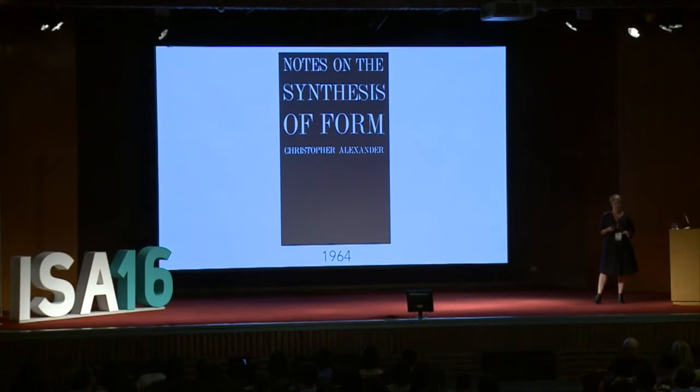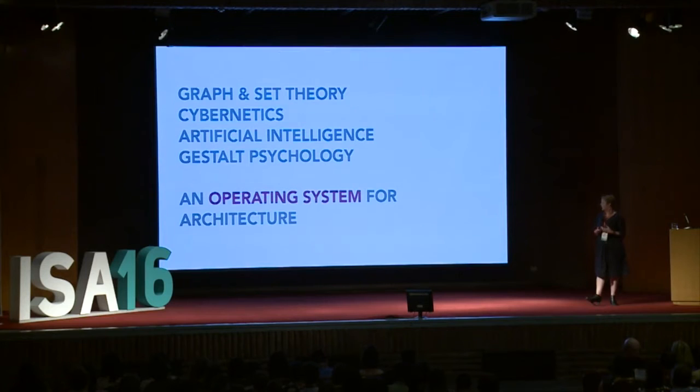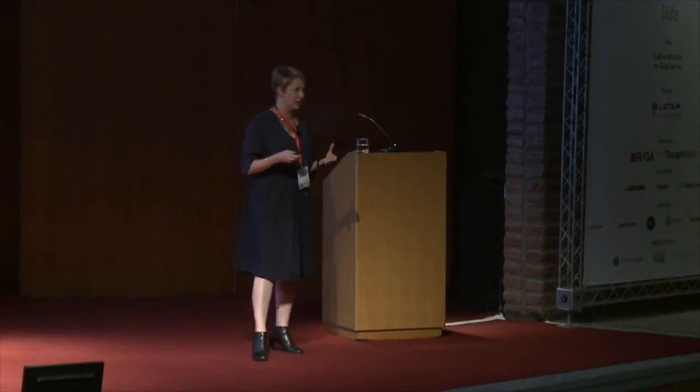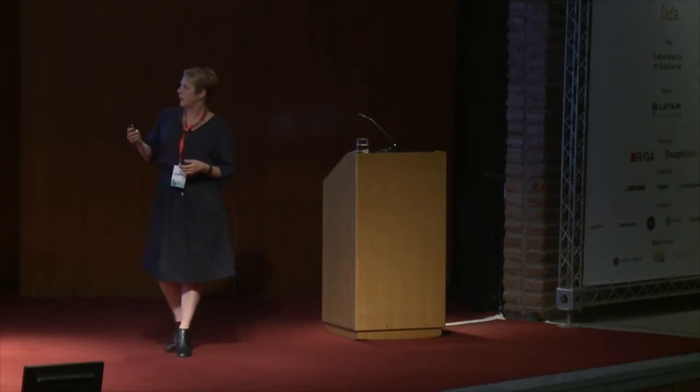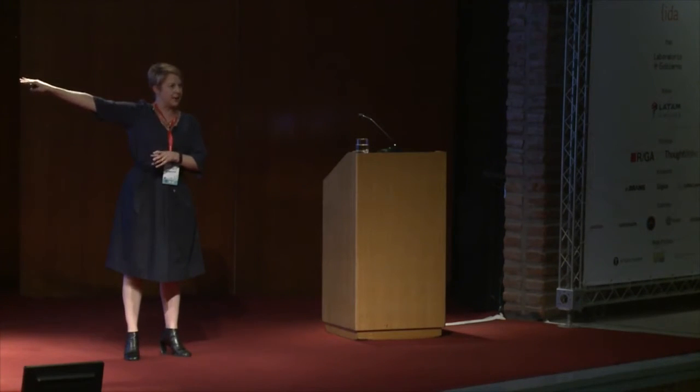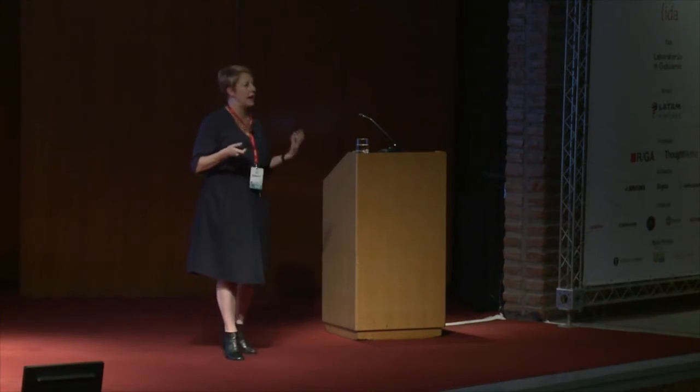So Notes on the Synthesis of Form, and this is going to get a little nerdy for a second, was his dissertation. And his idea was that he wanted to find a way to take all of the requirements of a design problem, run them through a computer, and figure out the best way to put them together so that you could better define a way to solve a problem. And when you look at what inspired the book, it's cybernetics, it's mathematics, it's graph theory, it's gestalt psychology. And again, it all comes together as an operating system for architecture. So you see things like these charts that bring together all of the different kinds of requirements that you might have in a design problem.